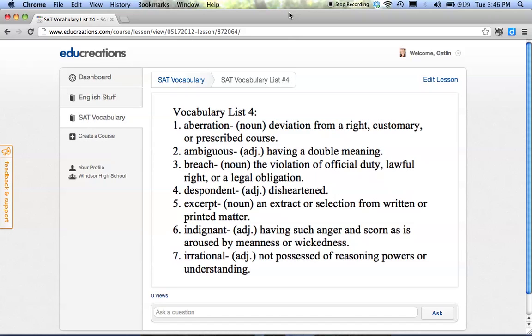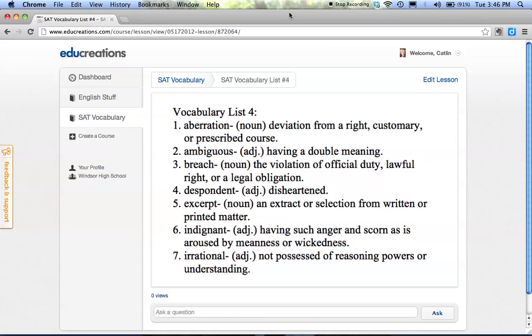5 is excerpt, and an excerpt is a section of writing from a larger piece of writing. So, for example, on standardized exams, oftentimes you'll be asked to read an excerpt from a play or a book and then answer questions about it, which means they're using a small section from the larger play or the larger novel or book, and you're just reading that section. So an excerpt is just a small section of a larger piece of writing.